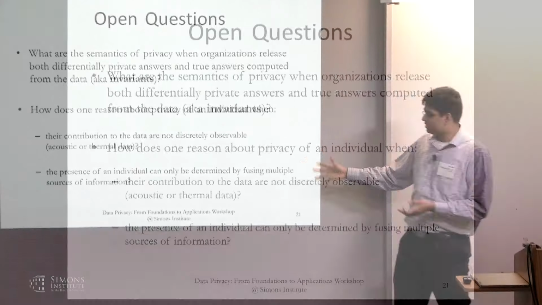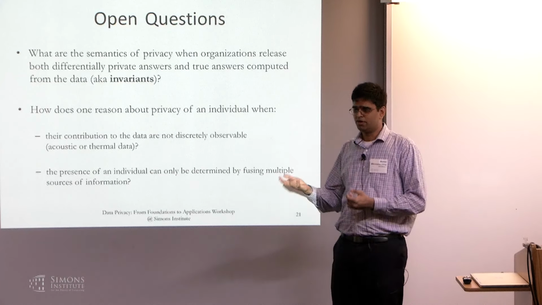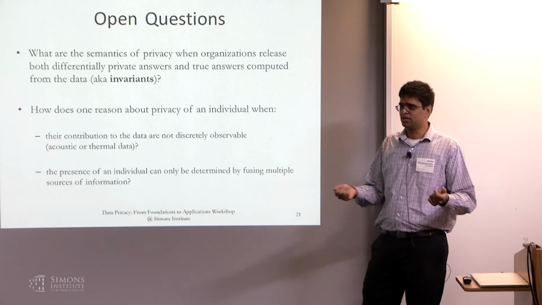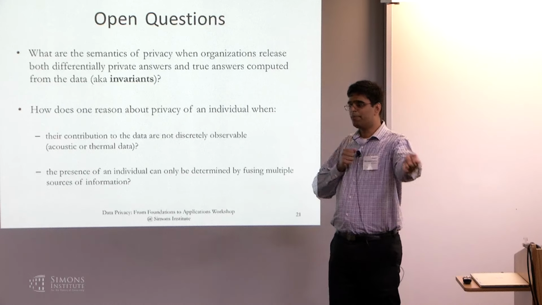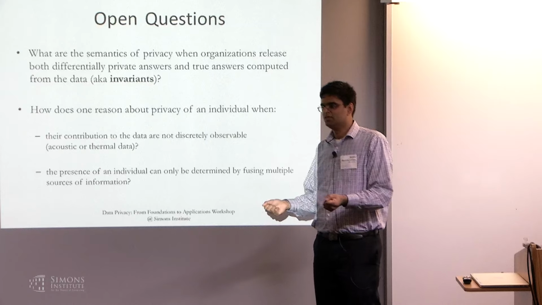And there may be cases where the presence of an individual can only be determined by fusing information from multiple sources. We had talked about IoT space yesterday. No single sensor may tell you that Salil was here in this room, but by combining all of the different sensors, I can basically tell that Salil was in the room, right?